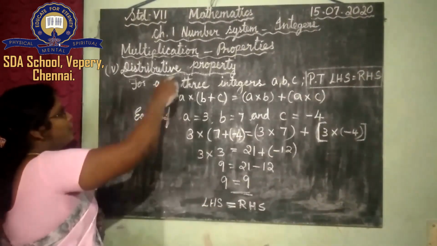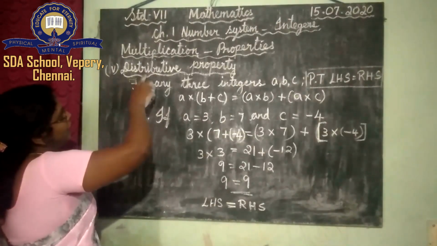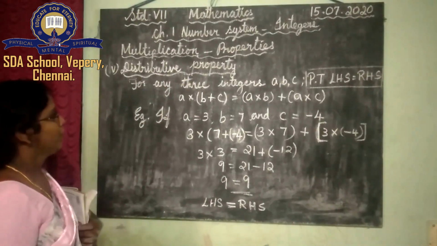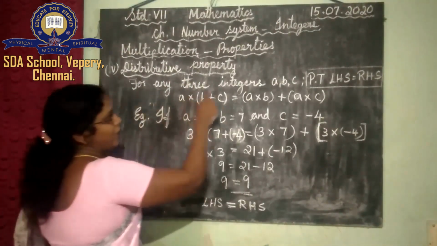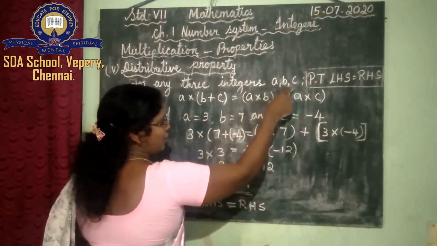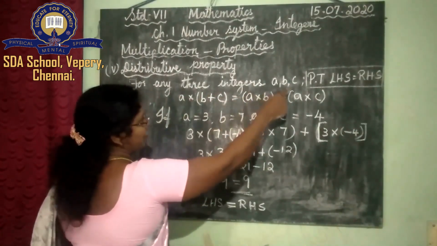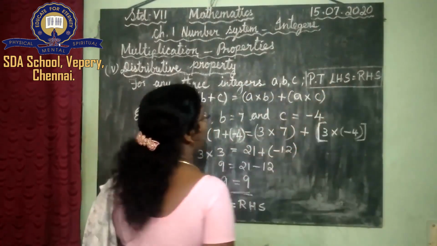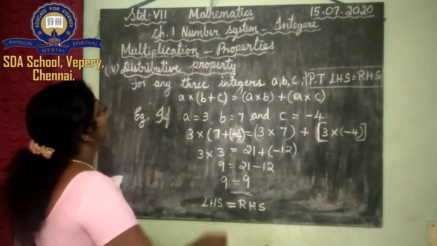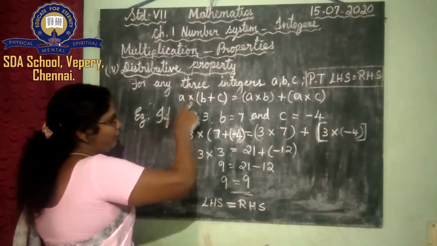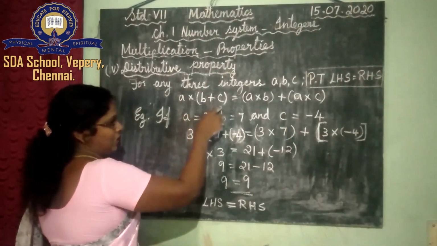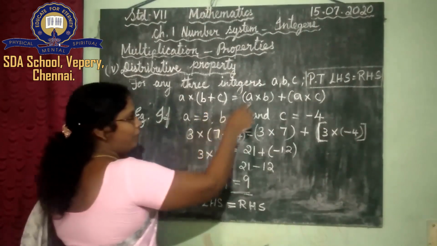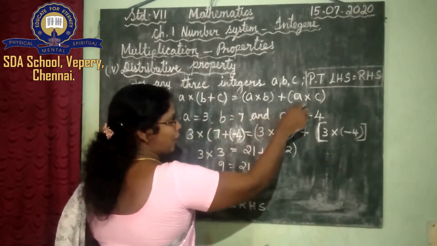Okay, our last property, the fifth one, that is the distributive property. Here you see, for any three integers a, b, c, we have to prove LHS is equal to RHS. What is the condition here? a multiplied by (b plus c). Here you see, multiplication and addition both come here. And on the right, a multiplied by b plus a multiplied by c.